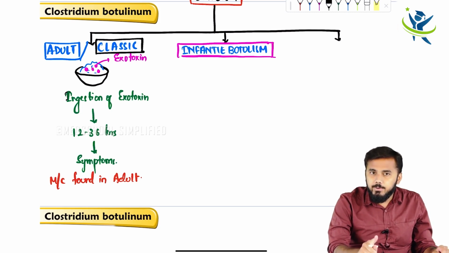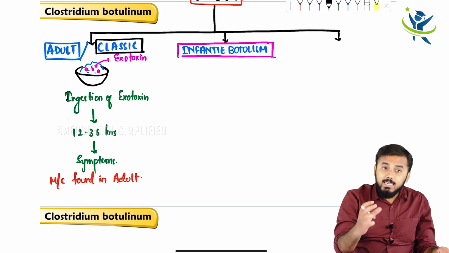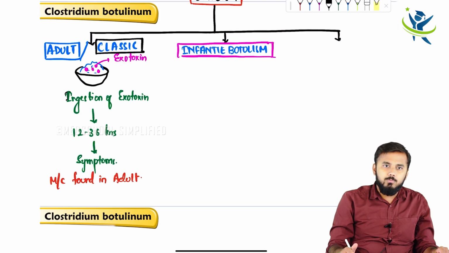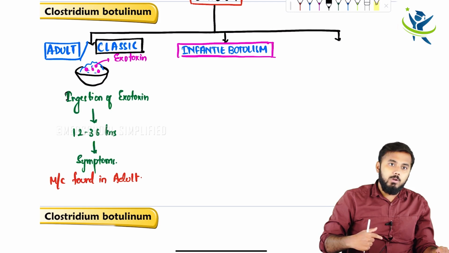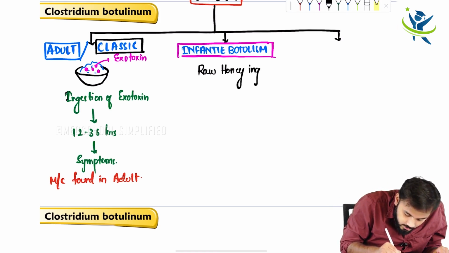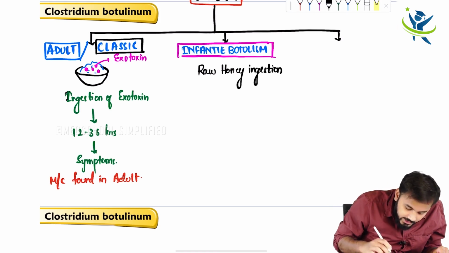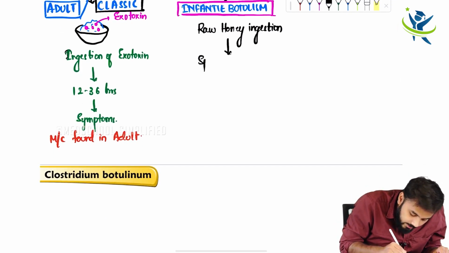I told you in the previous lecture on Clostridium tetani that almost all the Clostridium species release spores, and these spores are heat labile. So raw honey is contaminated with these clostridial spores. So when you are feeding the infant with raw honey, the spores are entering into the body. So what will happen? The spores enter into the body.